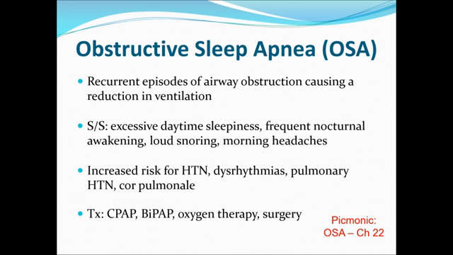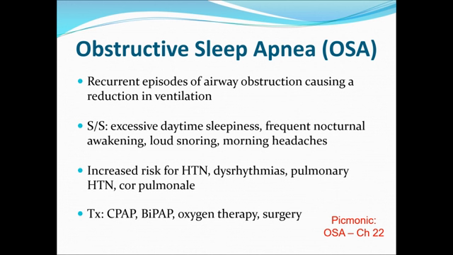Okay, so what's the big deal? Well, OSA increases the risk for hypertension. It increases the risk for cardiac dysrhythmias because of the lack of oxygen in the blood during the time of sleep. It also long-term leads to a risk of what we call pulmonary hypertension or cor pulmonale, which relates to right-sided heart failure. So treatment for OSA typically is going to involve CPAP.